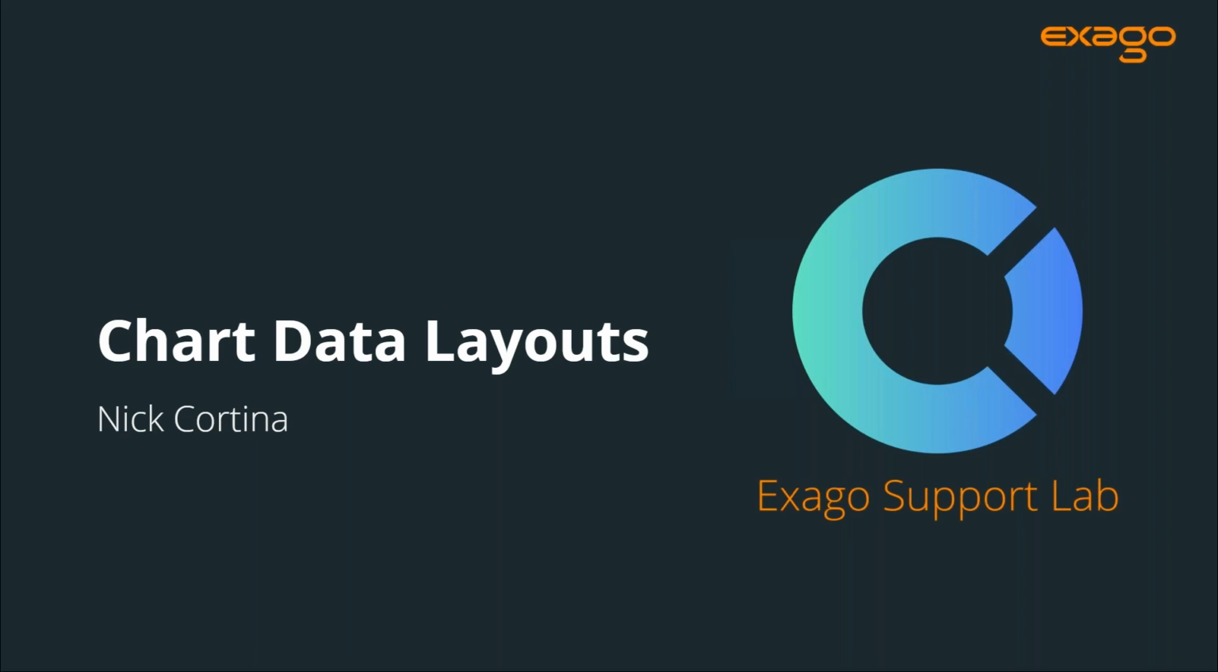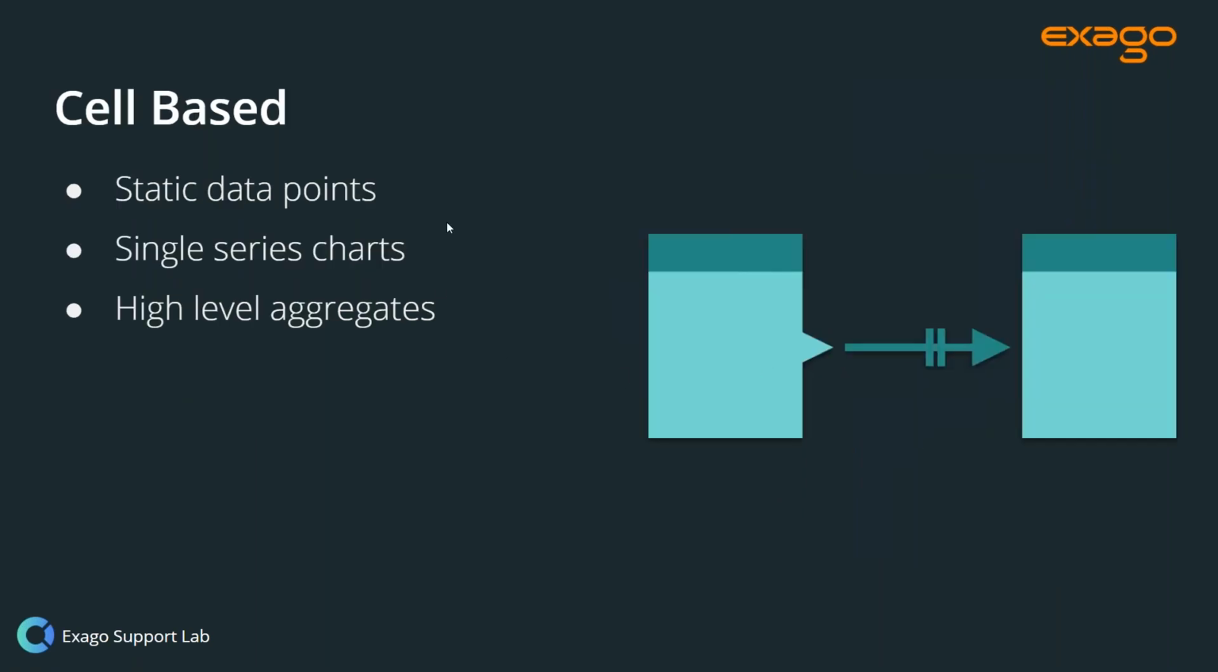So with that in mind, let's get started. We will talk about the first chart layout type, which is cell-based. Now, this is generally speaking the most niche of the three data layouts and is really used in very specific types of charting. Our cell-based charts use a collection of static data points on a given report.